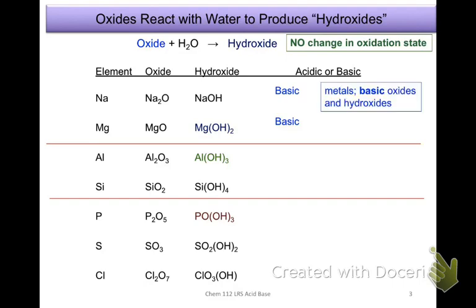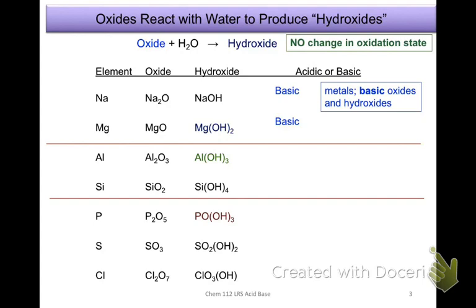These are both metals. Sodium and magnesium are the active metals in group 1A and 2A. Active metals form basic hydroxides and oxides. This does not include the transition metals. We'll talk more about those later.